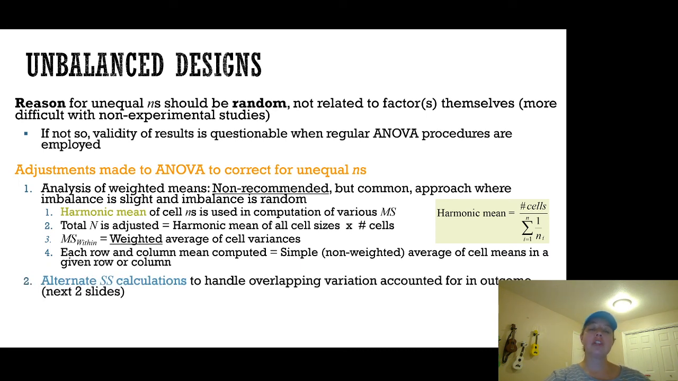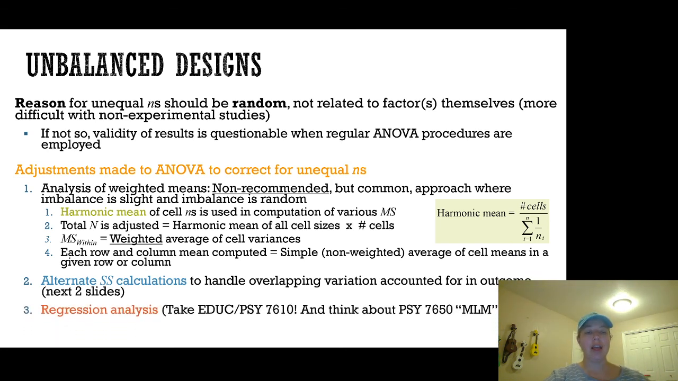There are alternative sum of squared calculations that handle the non-overlapping. They call them type 2. Usually we're going to use type 3 sum of squared. That's the default in SAS, SPSS, and R. But you can do others, and these numberings are awful, and they were based on the SAS manual from years and years ago. They call them type 2 and type 4 and type 5.